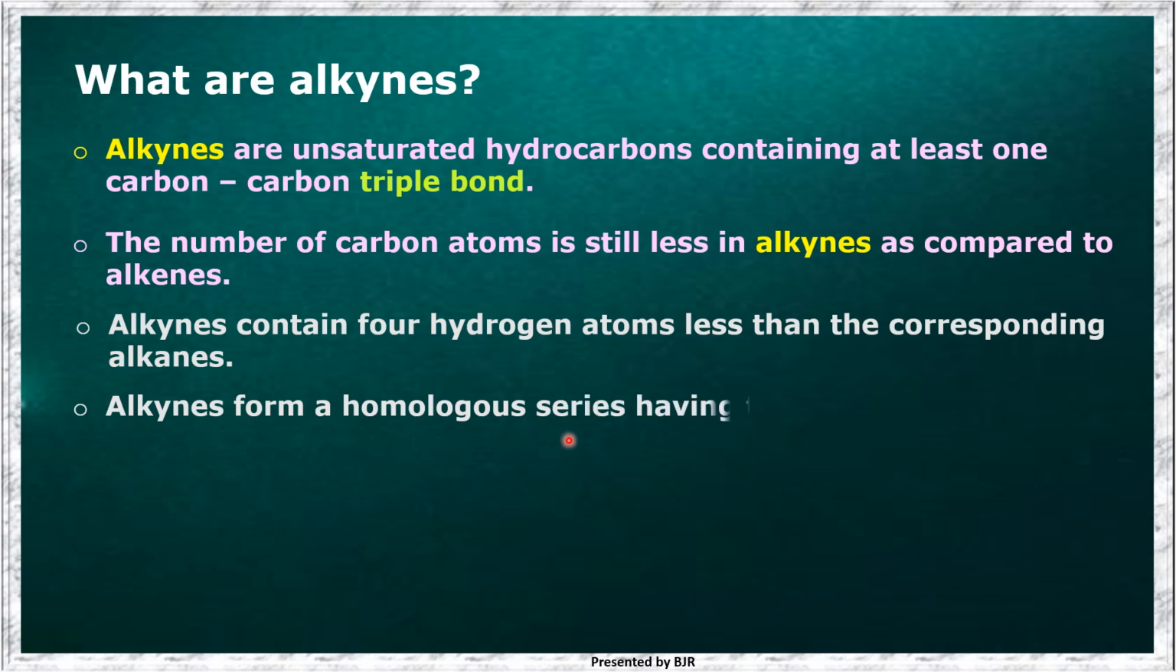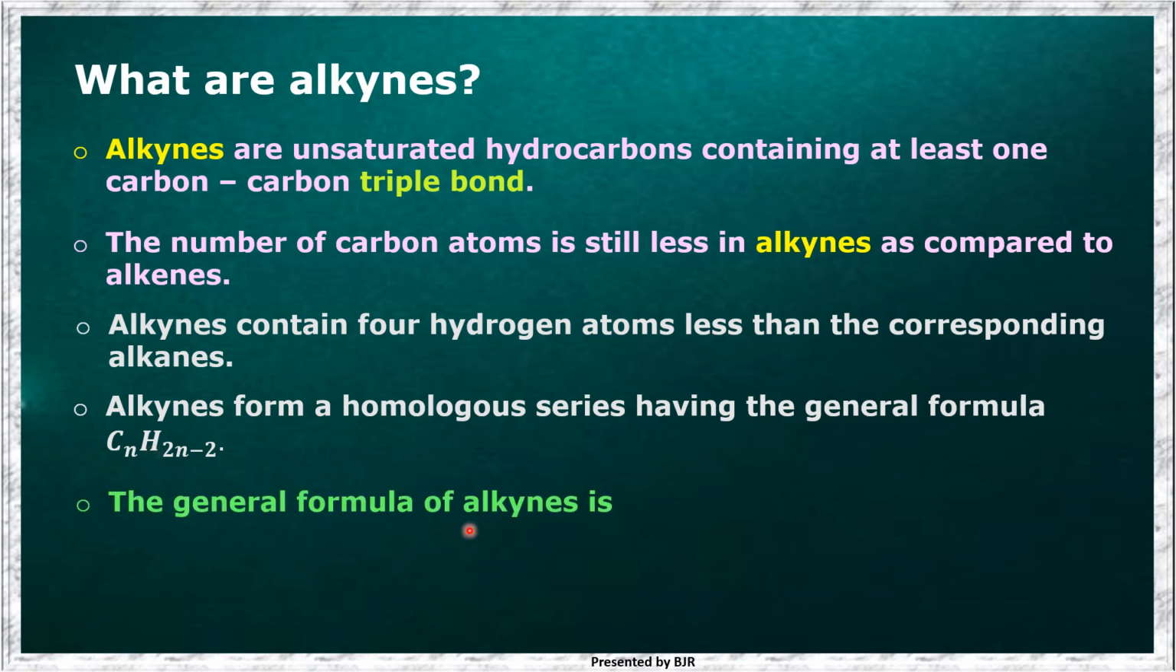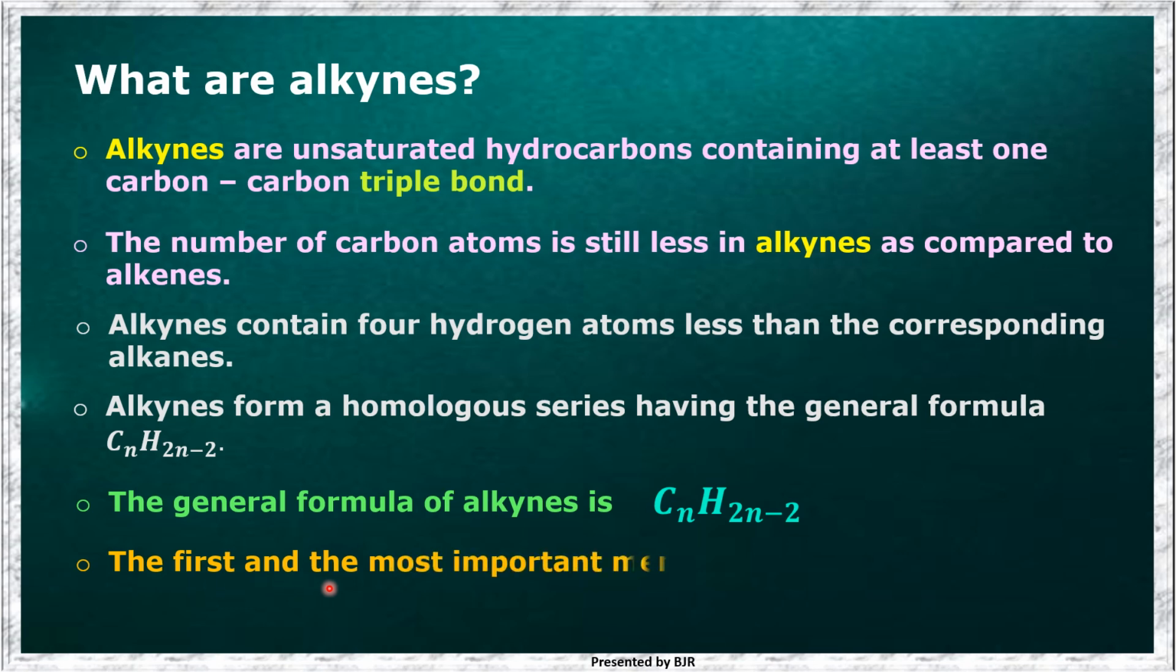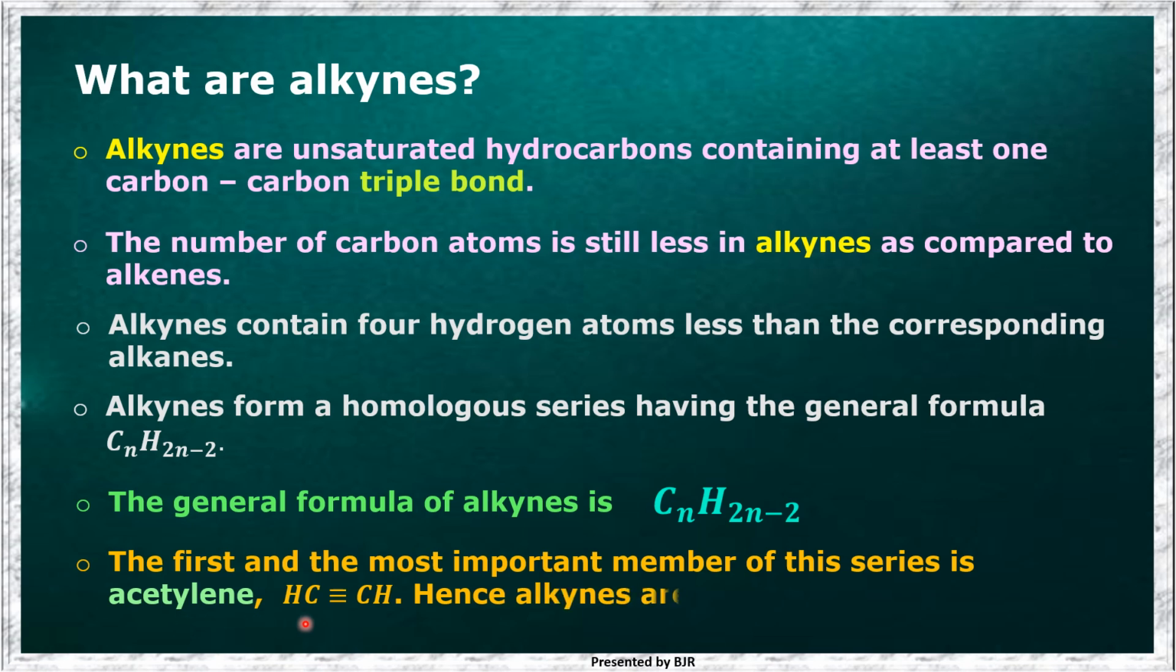Alkynes form a homologous series having the general formula CnH2n-2. So the general formula of alkynes is CnH2n-2, where n represents the number of carbon atoms. The first and the most important member of this series is acetylene, HC triple bond CH. Hence, alkynes are also called acetylenes.